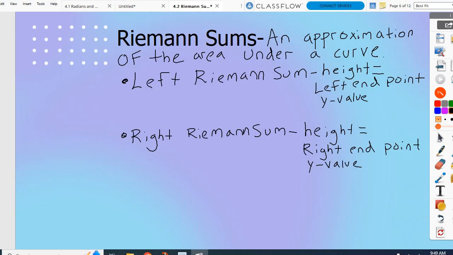So the graph that we looked at was increasing, because it was a quadratic. And when we have an increasing function, our left Riemann sum is going to be an under approximation, and our right Riemann sum will be an over approximation. If it's decreasing, then they flip.